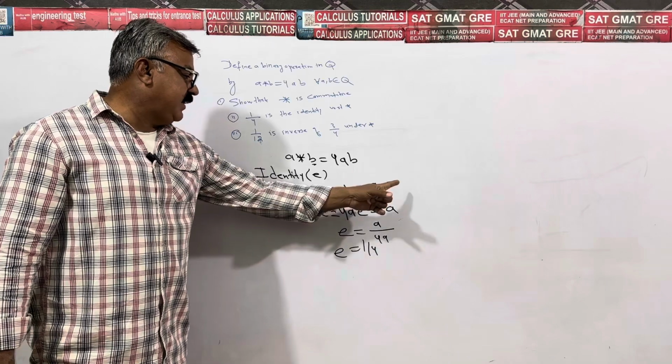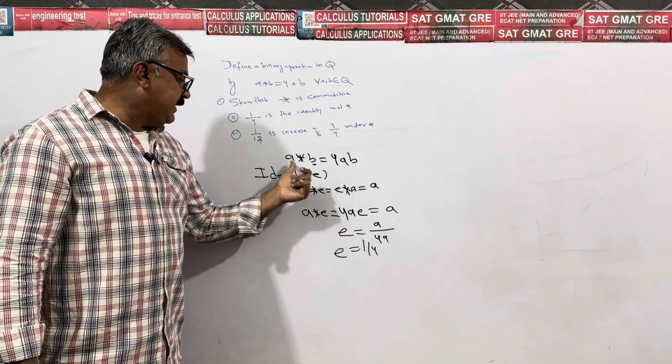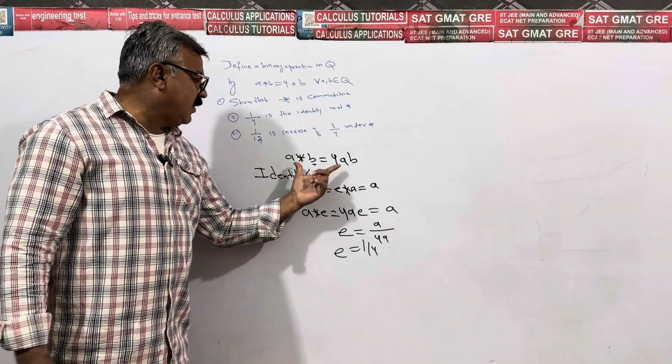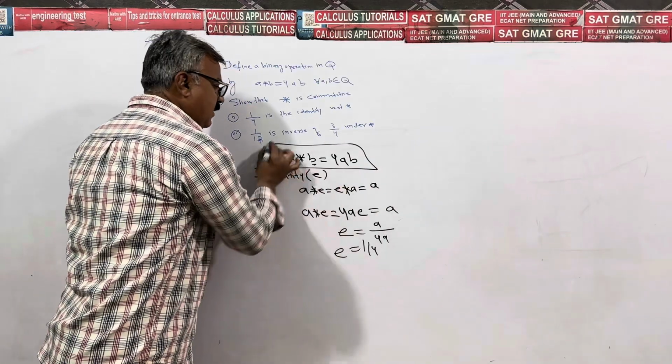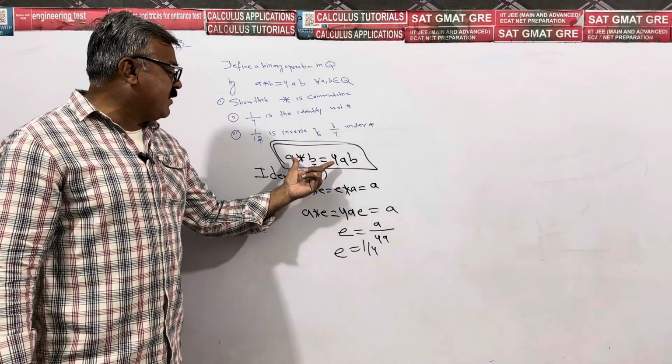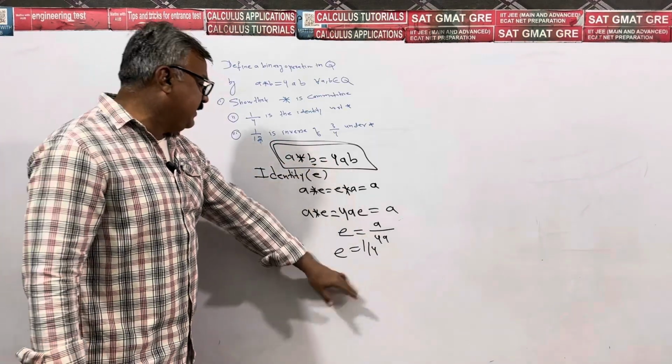A star E is equal to A. The binary operation given to us is A star B equal to 4 times AB. Whatever is given to us, follow this. Don't do anything from your own side. That is given in abstract algebra, modern mathematics. This is our identity by definition.